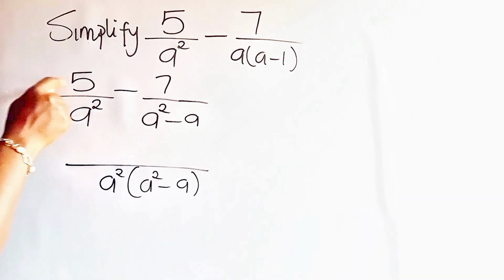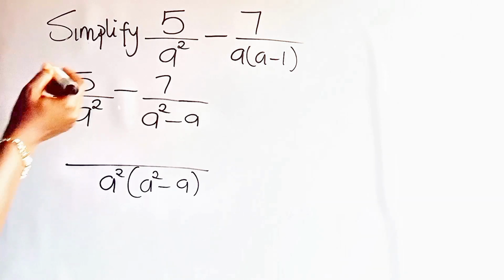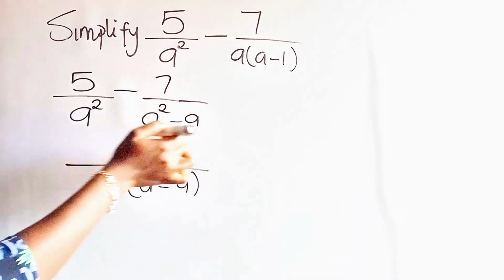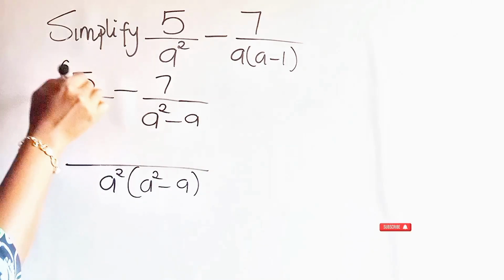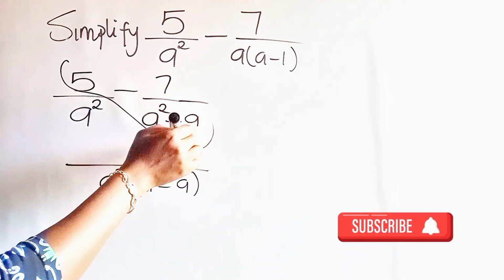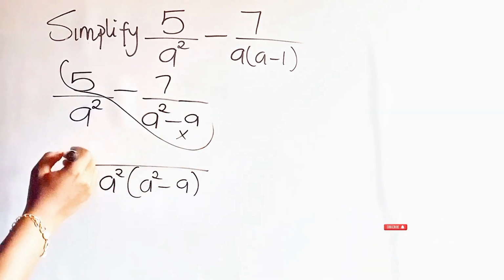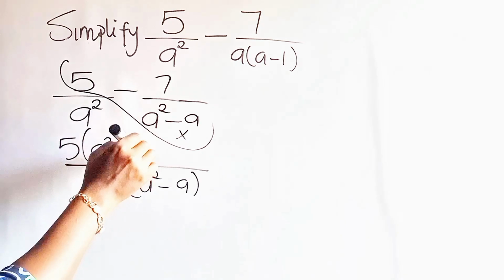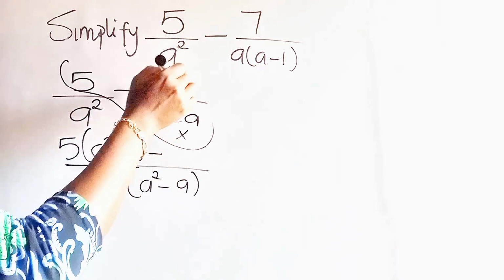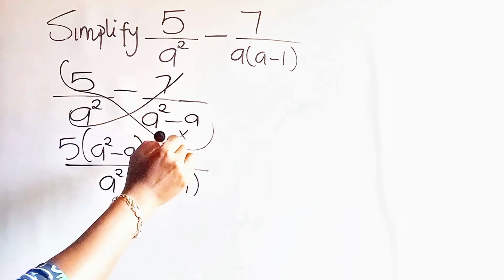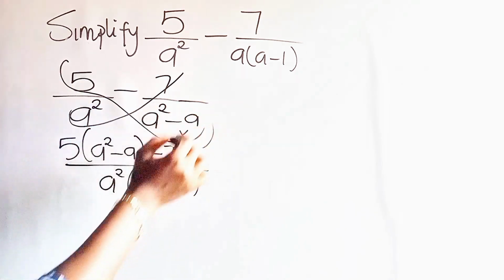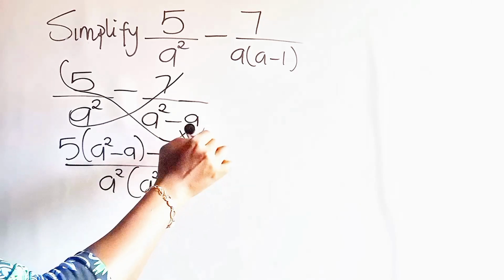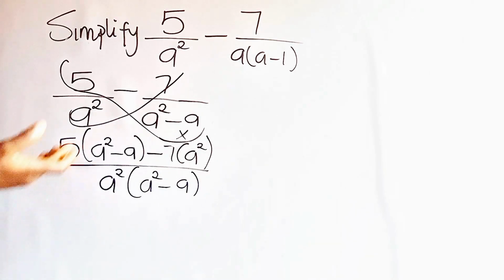Then for this to simplify further, we are simply going to use this numerator here to multiply the denominator here, the butterfly method of simplifying fractions. So 5 will be multiplying a squared minus a, giving us 5 into a squared minus a. Then over here, this 7 will be multiplying a squared, so we have 7 into a squared. Since we have brackets both at the numerator and the denominator, we are going to expand, we are going to open the brackets.